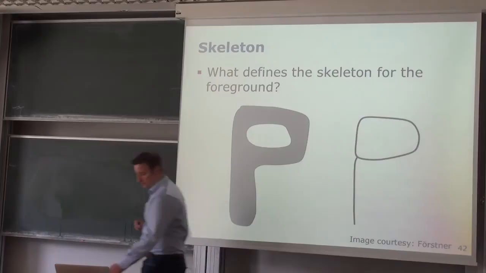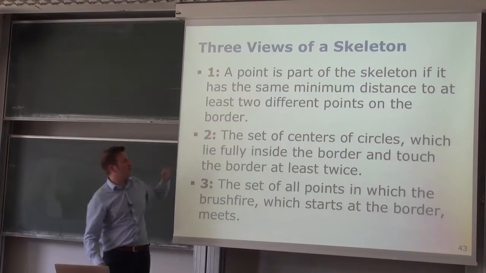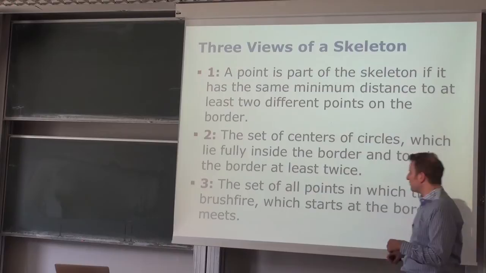Sorry, this is just the explanation of what we said here. The first one was the minimum distance that we said before. The second one was a set of circles which lie fully inside the border and touch the border at least twice, at two different locations. The third one was the peeling away, or seeing this as a brush fire. So we start a fire outside, and it's where the fire meets.